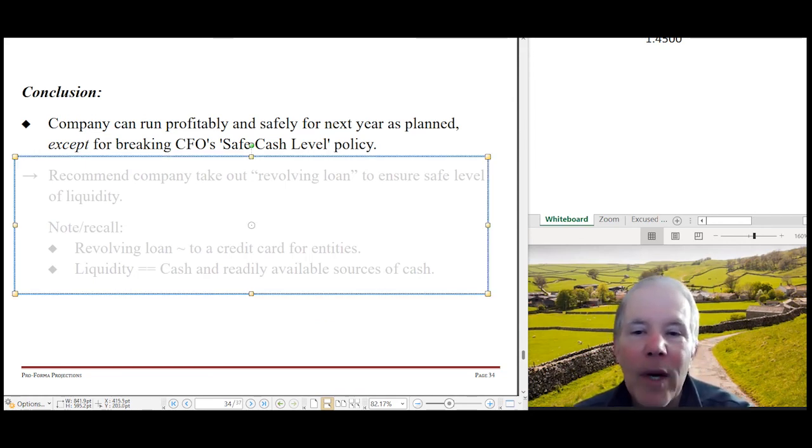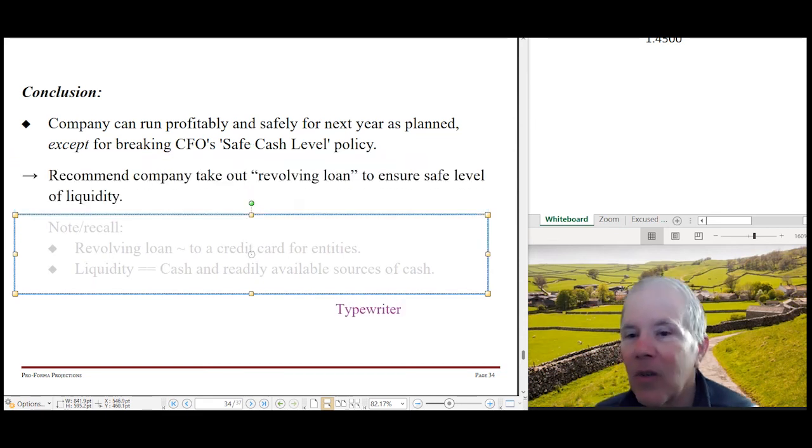And we recommend that you can get over this problem by taking out a revolving loan that will ensure a safe level of liquidity. A revolving loan works just like a credit card does for us mere mortal individuals. So for a company, a revolving loan is like the mother of all credit cards. They have an agreement with the bank that they can get money from the bank whenever they want. And whenever they get money from the bank, that's a loan, the same way it is on a credit card if you don't pay it off every month, and they'll have to pay interest on that. So that's what a revolving loan is.